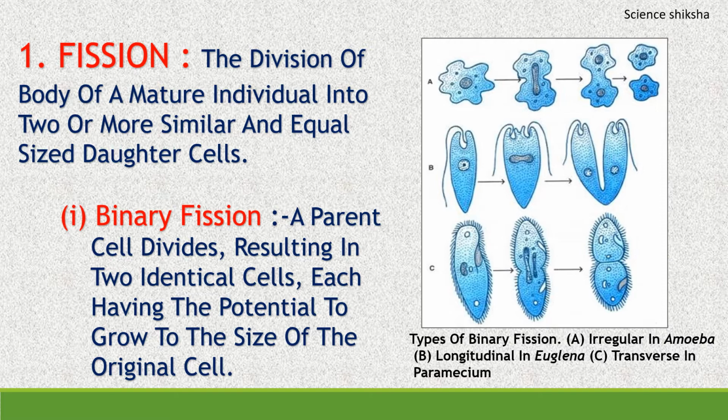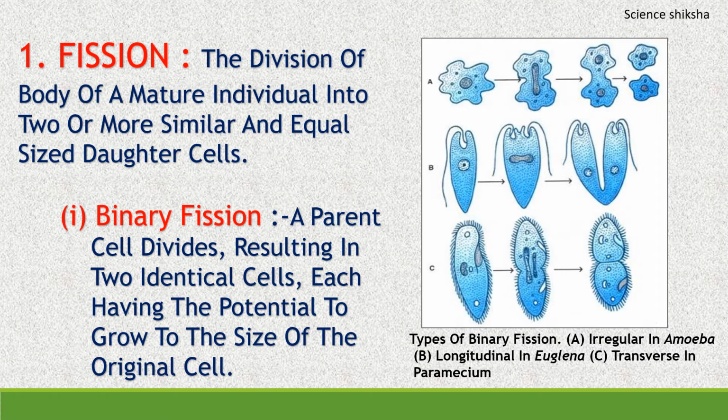Binary fission is further of different types. First type is the simple binary fission or irregular binary fission. It can also be shown in the picture that in the first type of binary fission, that is irregular binary fission, the division can occur through any plane, and the example is amoeba.